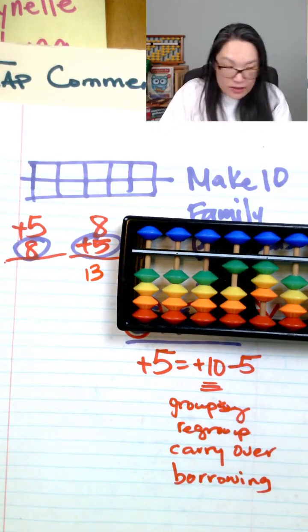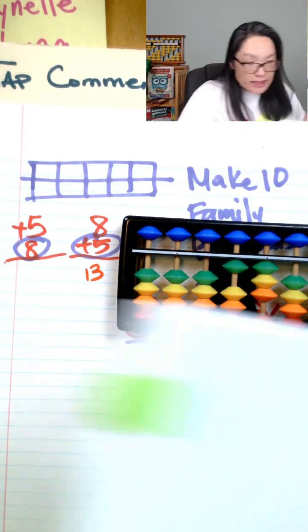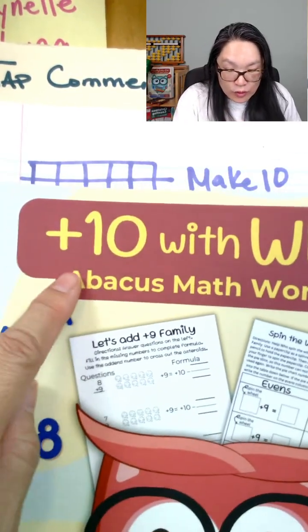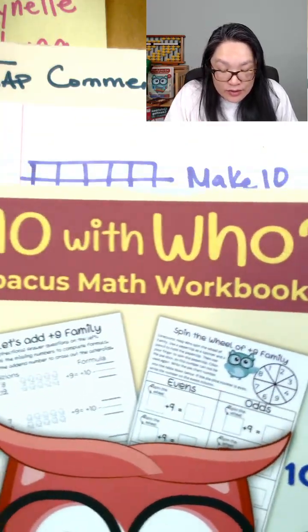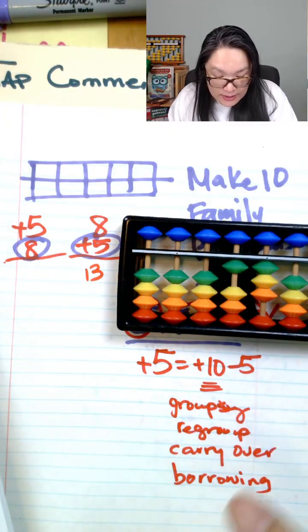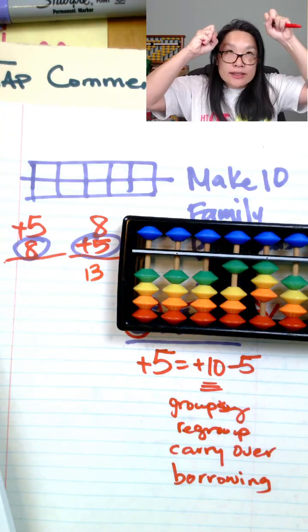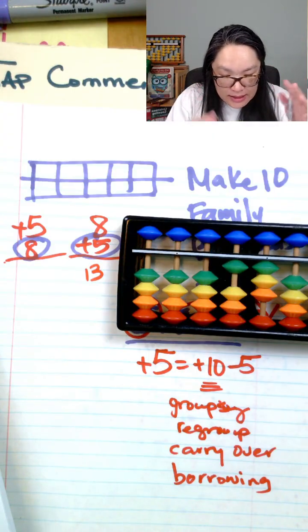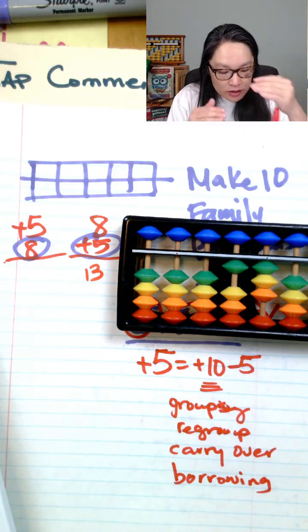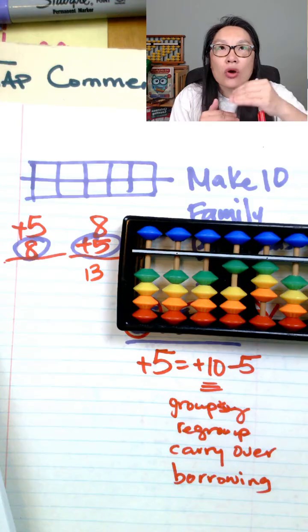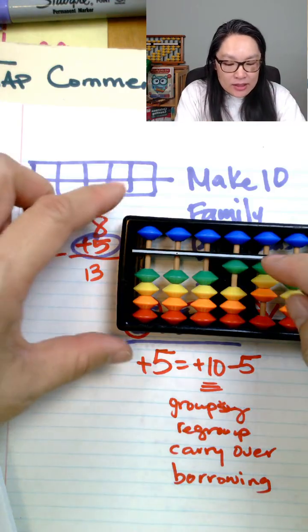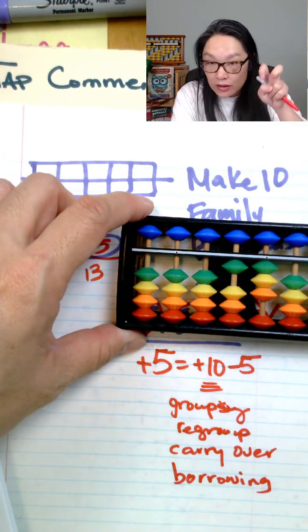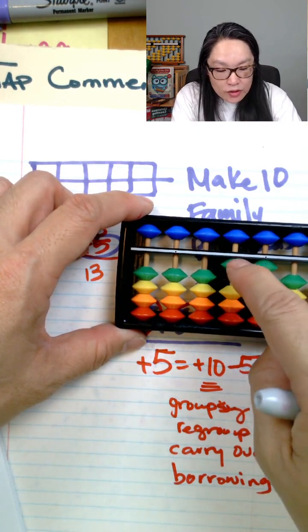So that is what we're doing here. In this book, we're learning how to add the 10. It's a plus 10, it's a plus 10 with who, and with who is the owl. That is the fundamental understanding of what we were doing. And it's easy enough. Once you know how to make it 10, it's easy to carry over. It's easy to regroup to the next side.